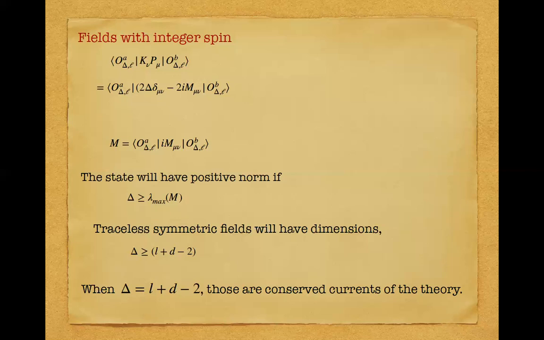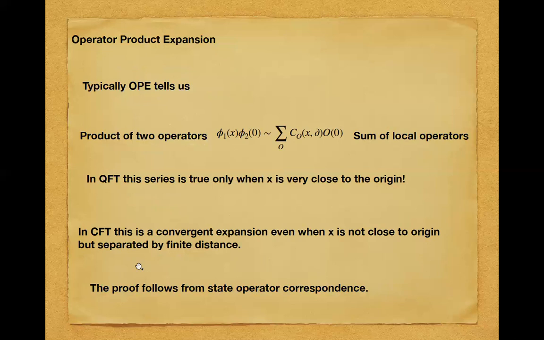Okay, so these are the constraints that you can derive using the conformal algebra, and this puts bounds from below on the dimension of the fields. Okay. All right. So the next thing is the operator product expansion.